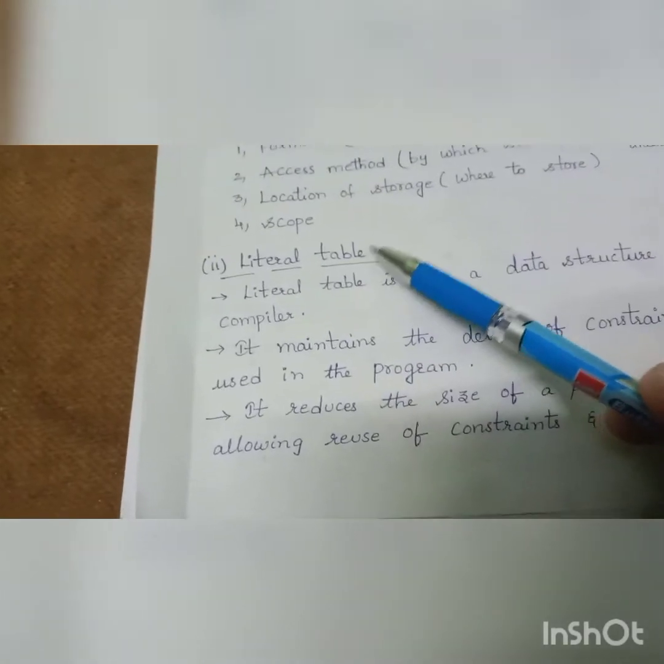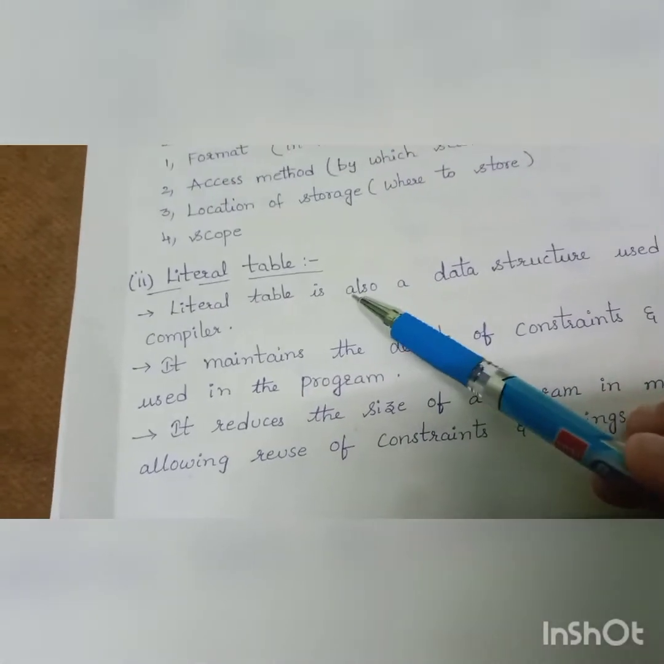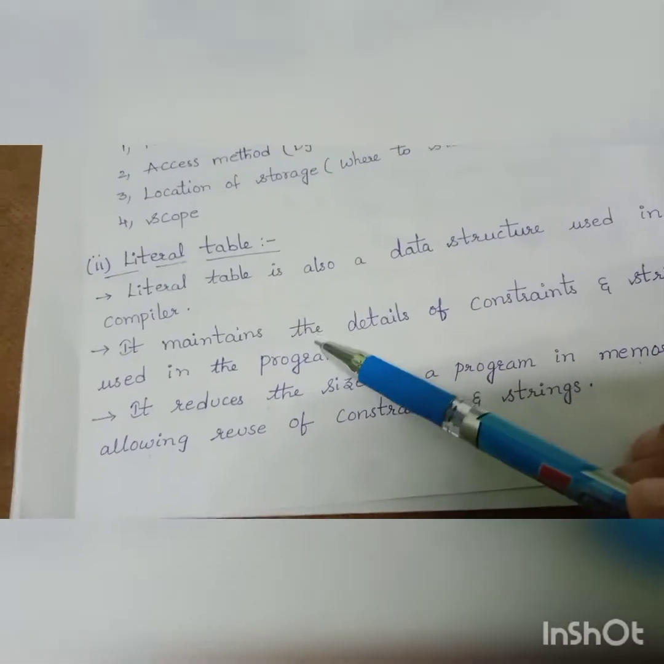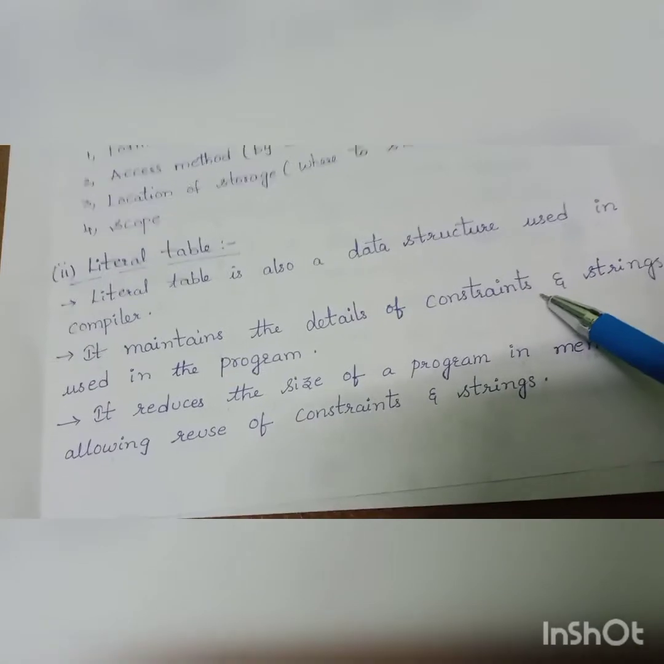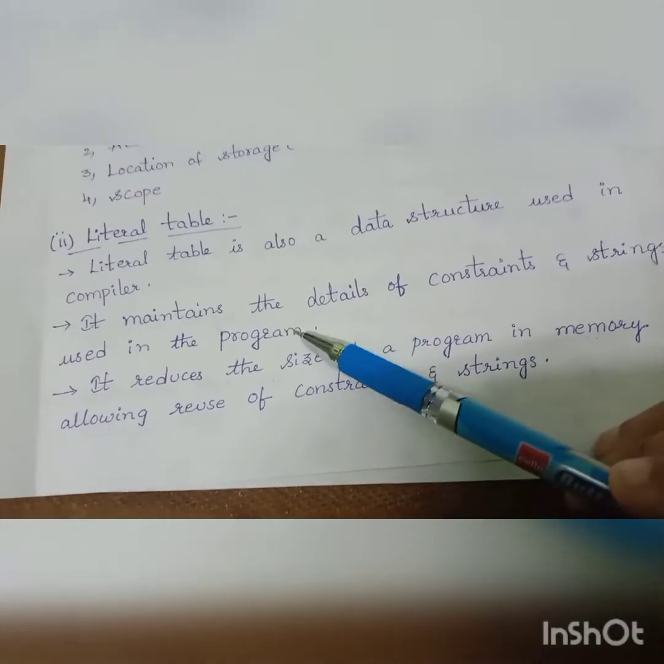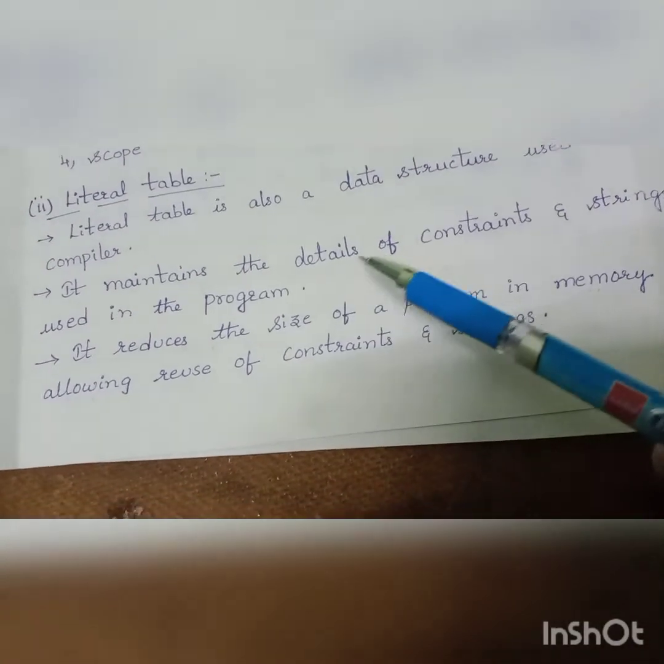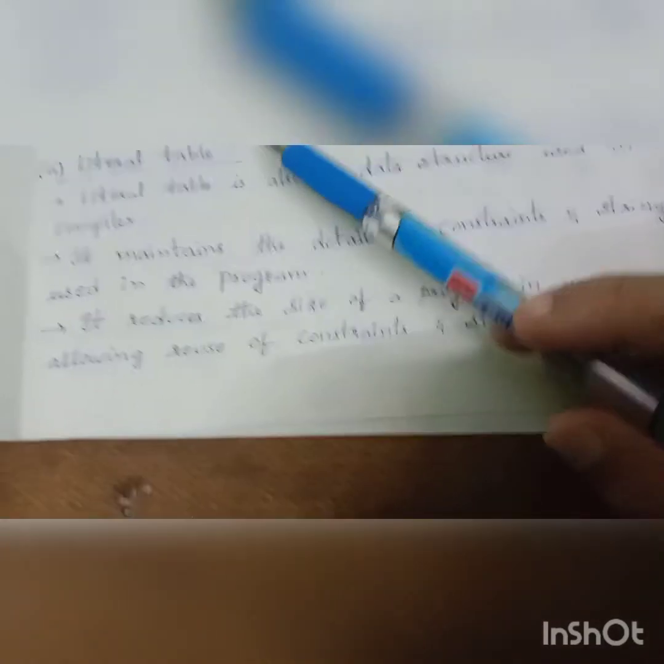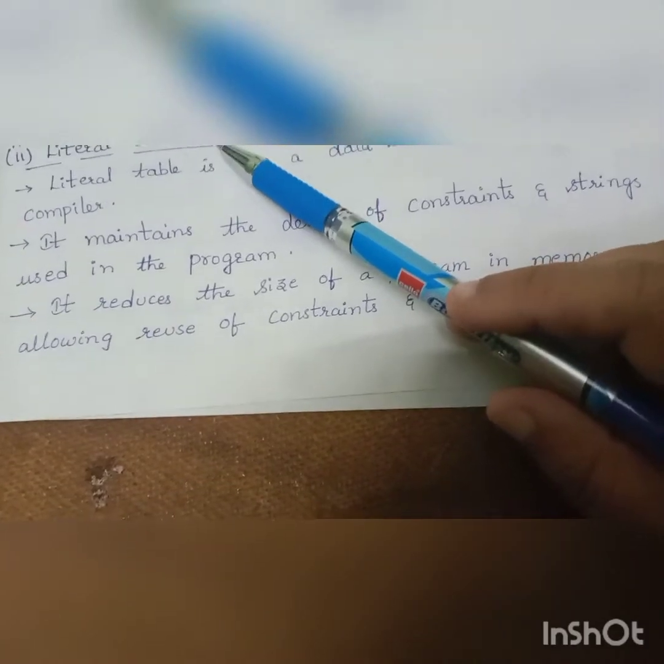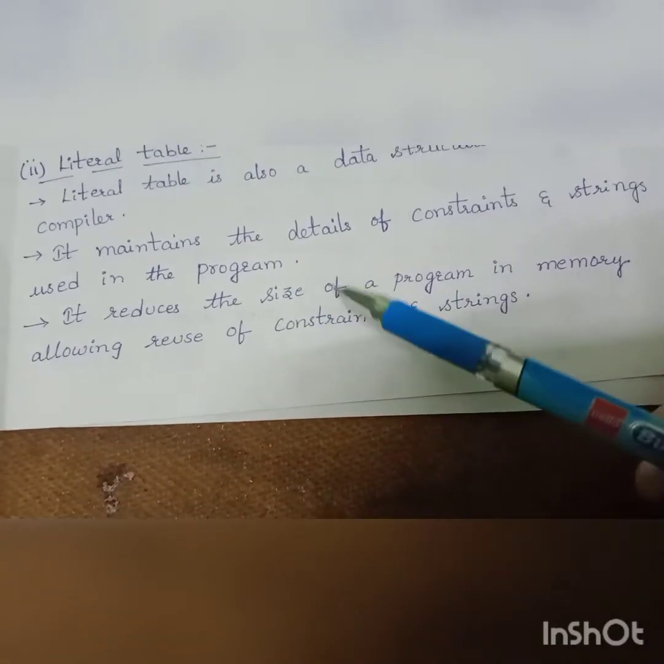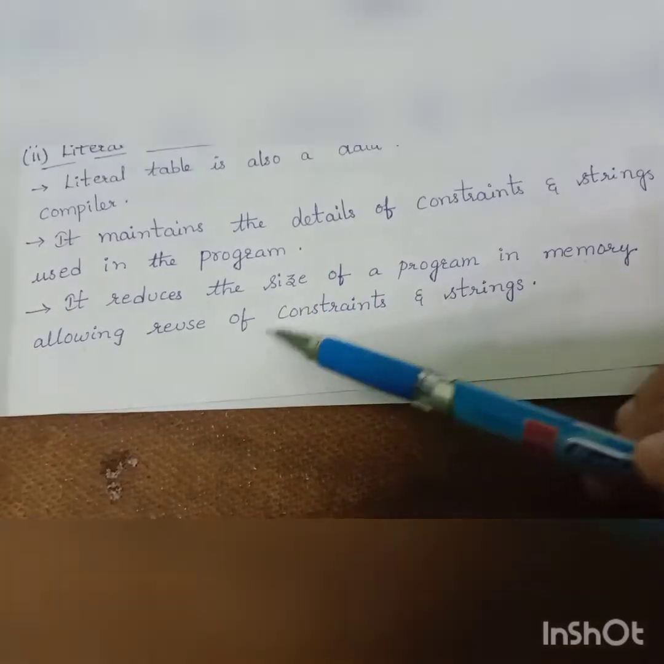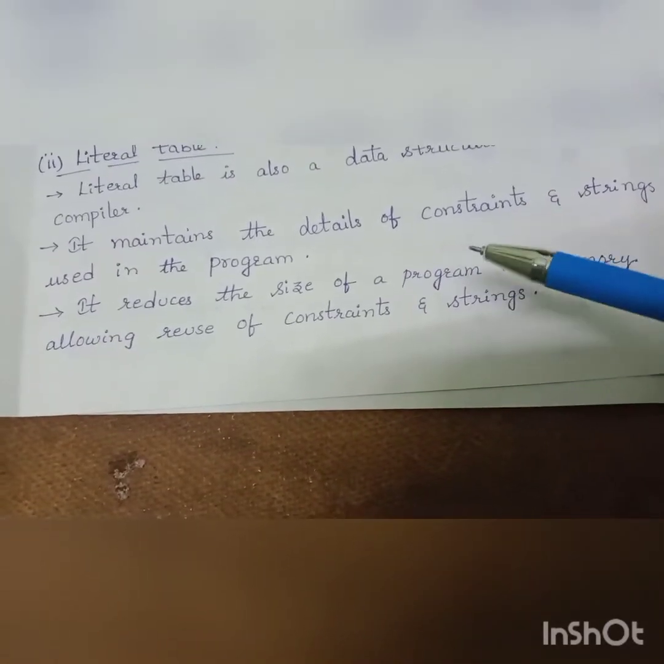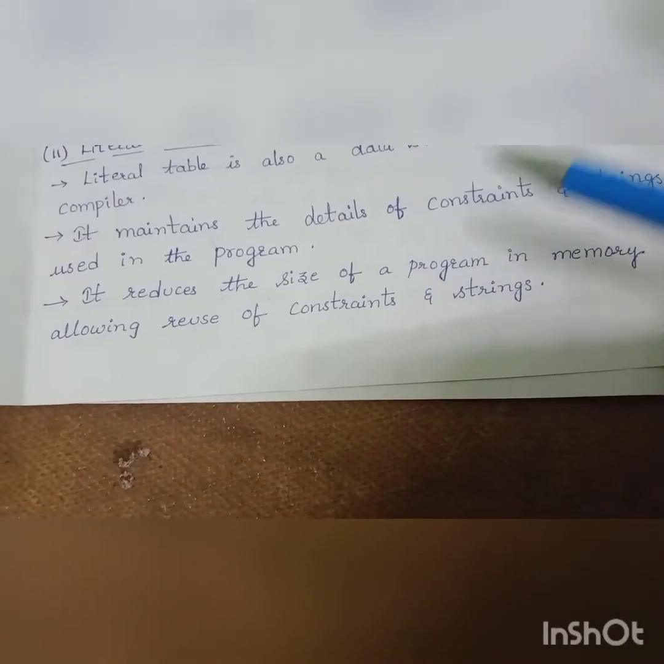And the next one is our literal table. The literal table is also a data structure which is used in the compiler. It maintains the details of the constants and the strings used in the program. Whatever constants or strings we use in the source program are stored in the literal table. It reduces the size of the program in memory, allowing reuse of constants and strings.